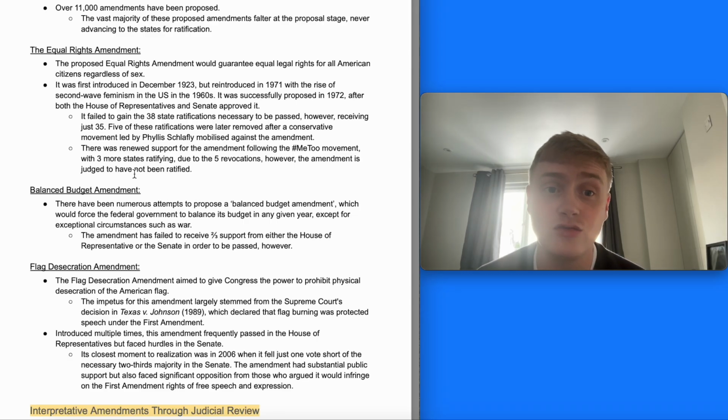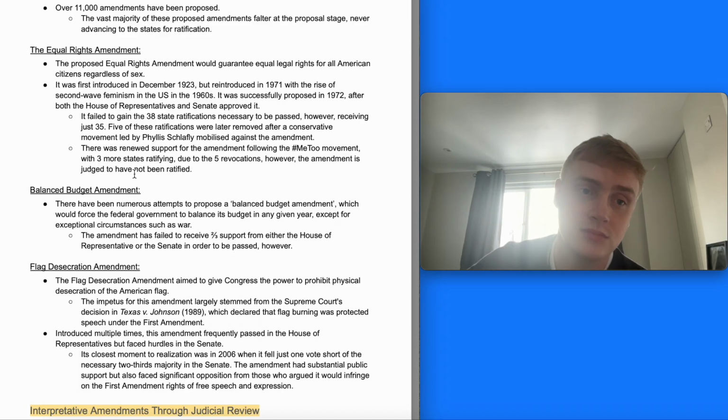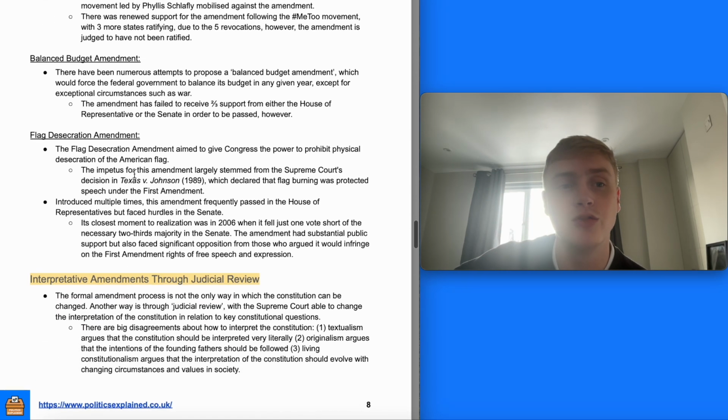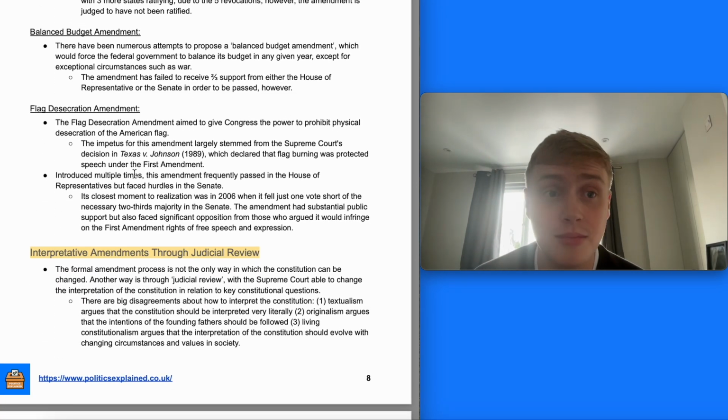5 of these ratifications were later removed after a conservative movement led by Phyllis Schlafly mobilized against the amendment. And then there was renewed support after the Me Too movement in the 21st century, with 3 more states ratifying, but due to the 5 revocations, the amendment is still judged to have not been ratified and therefore hasn't been introduced. Another often proposed one that hasn't been passed is the Balanced Budget Amendment.